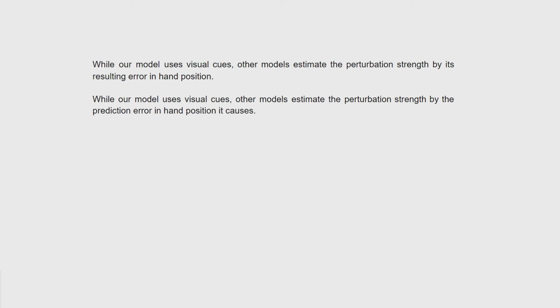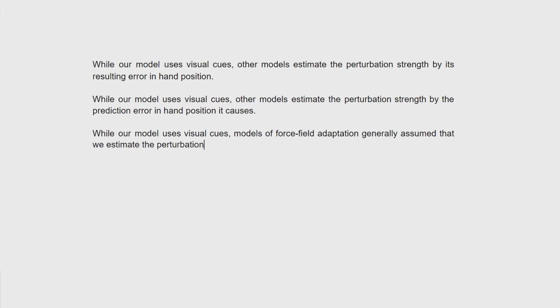Then finally, while our model uses visual cues, models of force field adaptation generally assume that we estimate the strength of perturbation force from the prediction error of hand position it causes. So now we added more jargon and it's more words, and I think we overdid it. What do you say? Was this too much? I think we did too much.